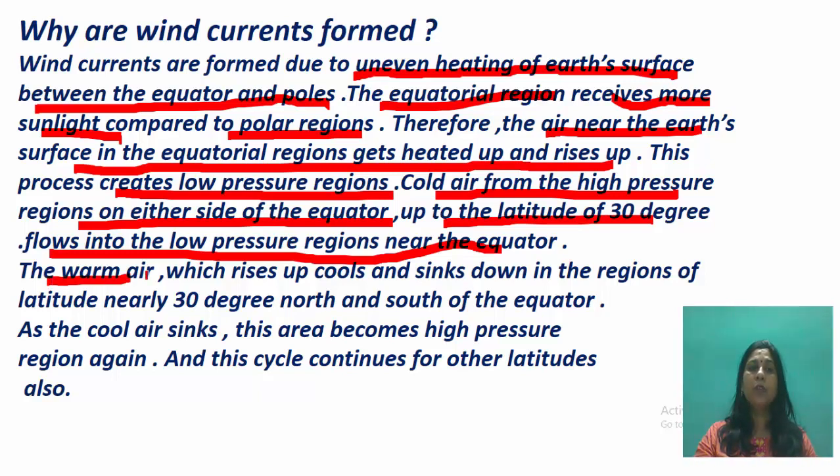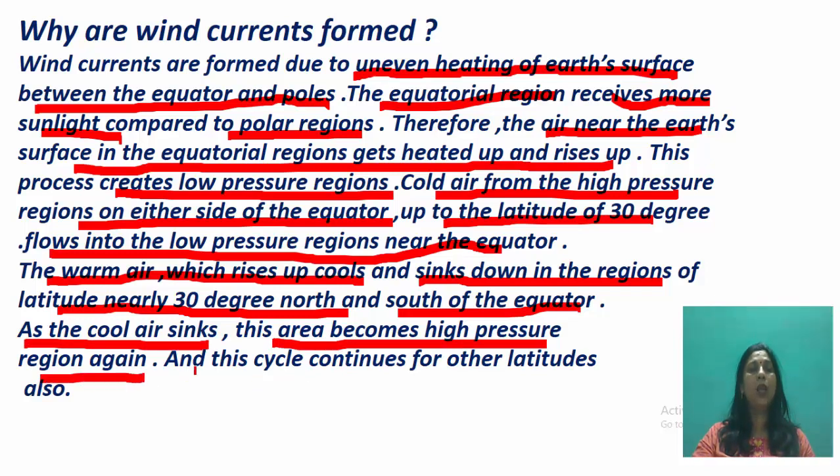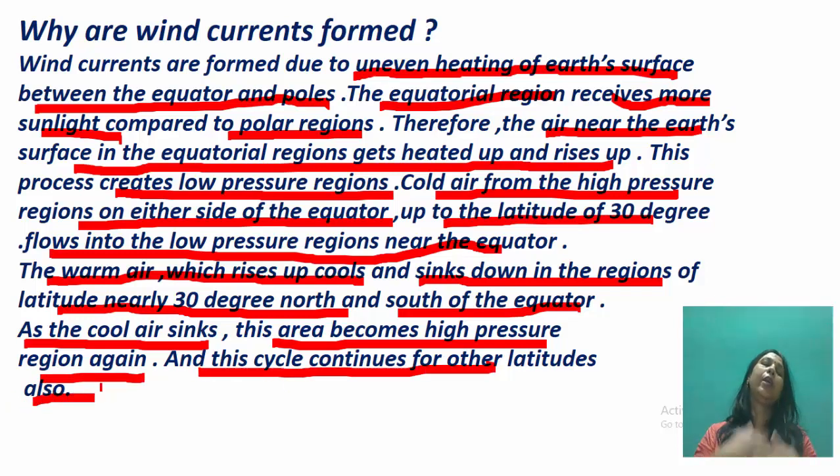Now, the warm air which rises up cools. Why? Because when it goes up above, there is low temperature. It cools and it sinks down in the regions of latitude nearly 30 degree north and south of the equator, that is the northern hemisphere and southern hemisphere. As the cool air sinks, this area becomes a high pressure region again, and this cycle continues for the other latitudes also. This cycle goes on and on.